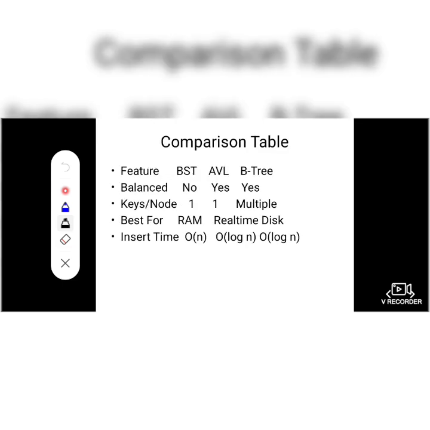Comparison table between BST, AVL and B-tree. BST is not balanced, but AVL and B-tree are balanced. A BST node has only one key, while a B-tree node has multiple keys. AVL is best for RAM, B-tree for real-time disk. Insert time is O(n) in BST, and both AVL and B-tree have O(log n).